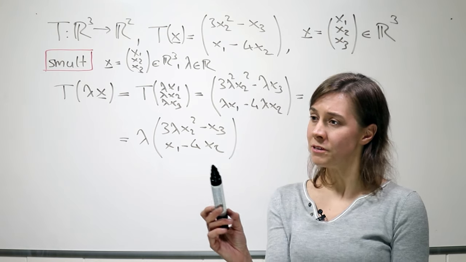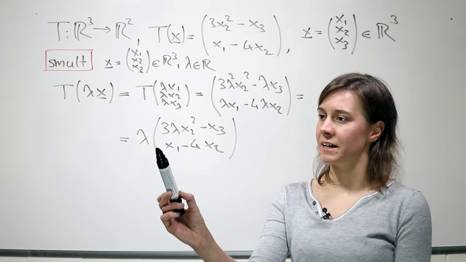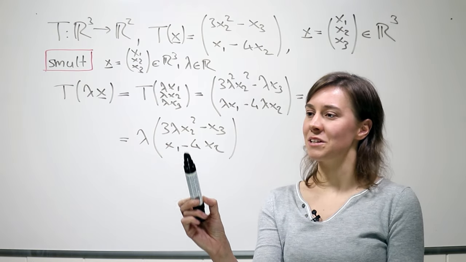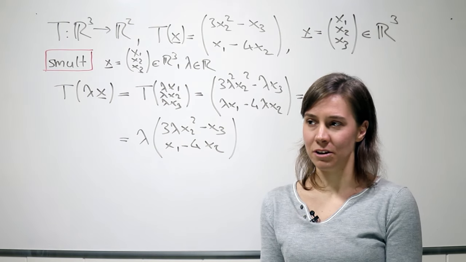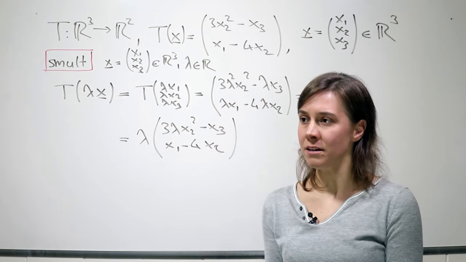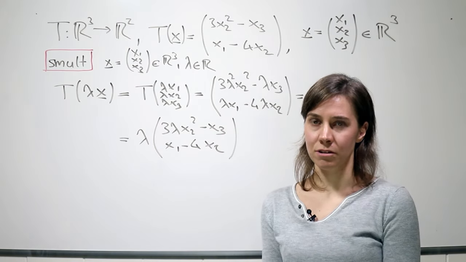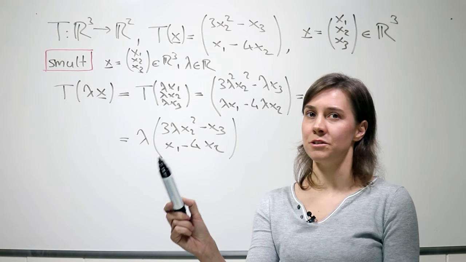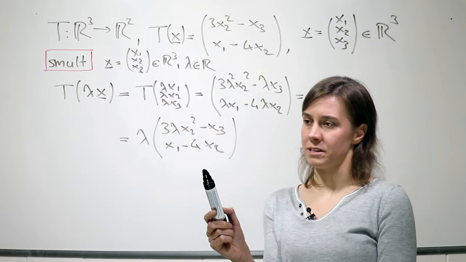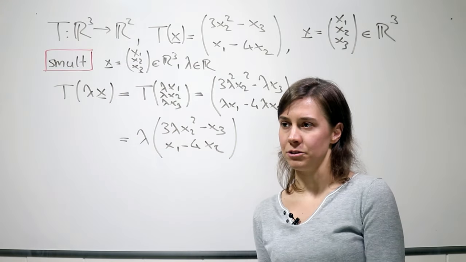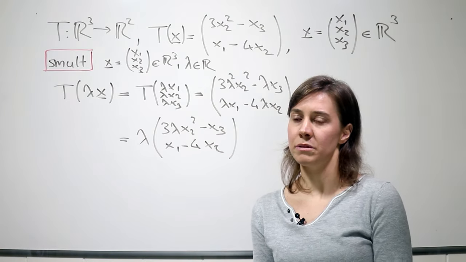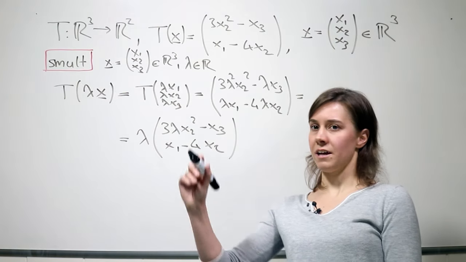And now this doesn't look good because we'd like to get lambda times T of x, but what we've got here is a bit different. It's got an extra lambda there. So it's not exactly T of x. So this shows us that whenever lambda is not 0 or 1, and whenever x2 is not equal to 0, this doesn't work out to be lambda times T of x. So with this knowledge now, we can pick a counterexample. Let's pick, say, lambda equal to 2, and the vector that doesn't have an x2 component equal to 0, so maybe the vector is 0, 1, 0, and let's write down a counterexample.